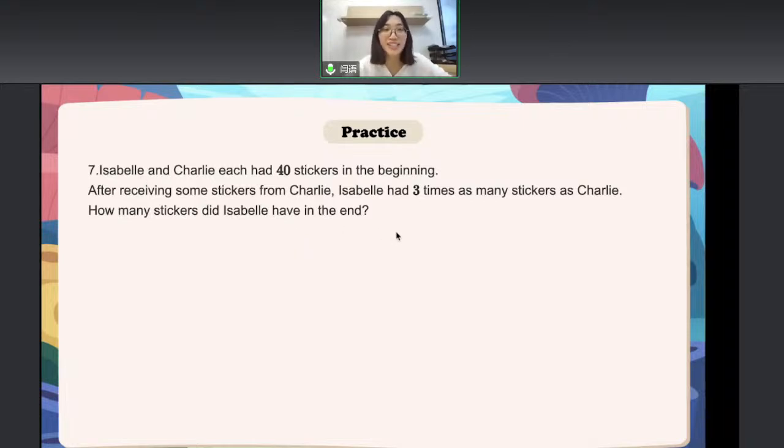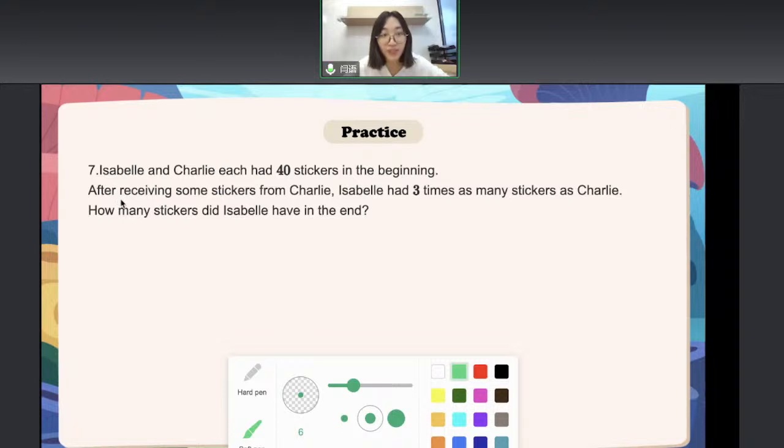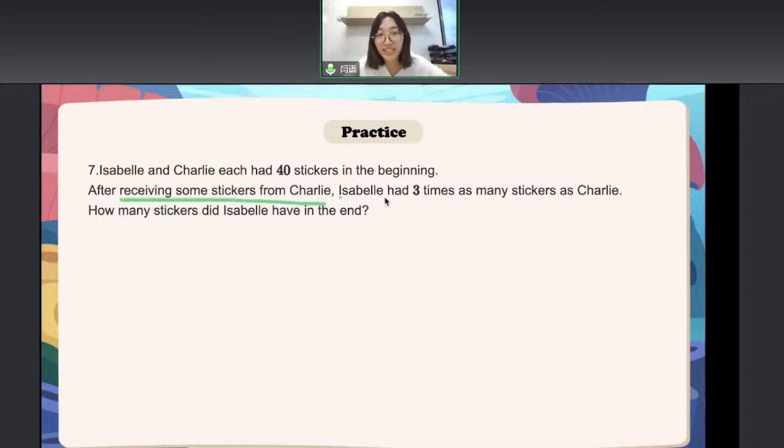Isabel and Charlie each had 40 stickers in the beginning. After receiving some stickers from Charlie, Isabel had 3 times as many stickers as Charlie. From this sentence, we can get 2 key points. The first key point is internal transfer. Good job. So what is never changed? The sum. Okay, the second key point, who is 1 unit? 3 times as many stickers as Charlie. So Charlie should be 1 unit.